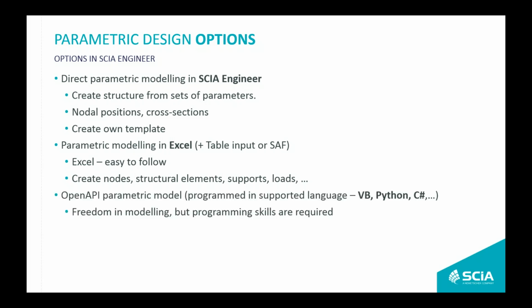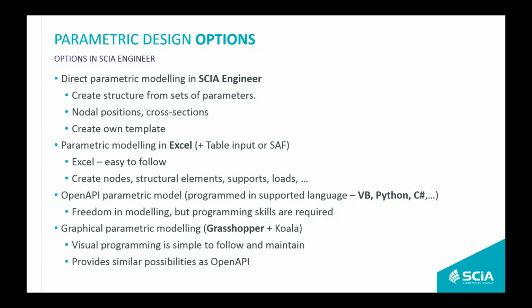You can use something that is rather new, and that we call OpenAPI, and you can create a parametric model in a programming language environment, where we support multiple languages. This gives you entire freedom, but it requires some programming skills. And what I will spend most time on today is graphical parametric modeling by means of using Grasshopper as a plugin in Rhinoceros version 6, and a plugin for SCIA Engineer that we call Koala, that provides a link between these two programs.